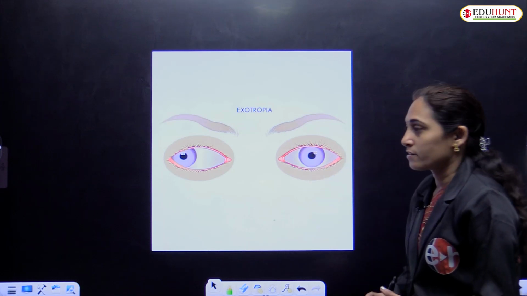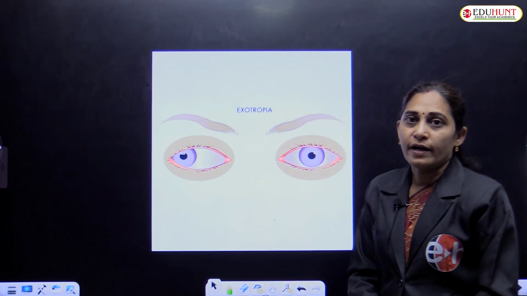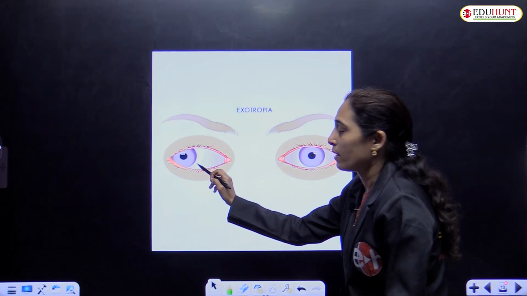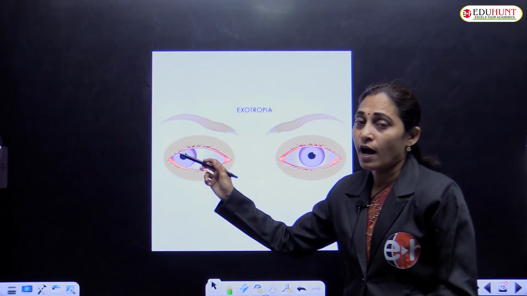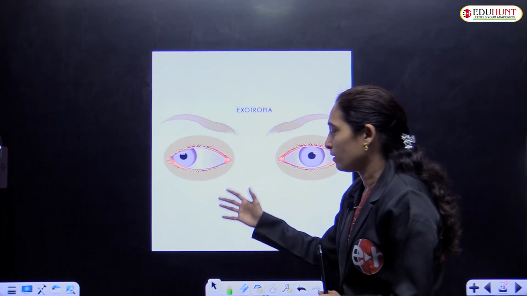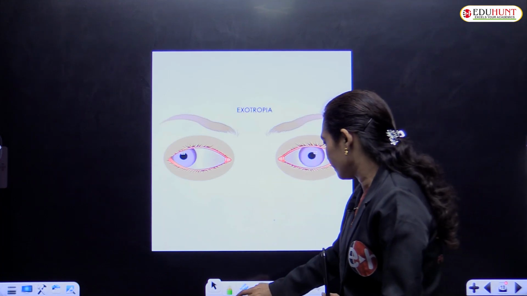This case is called exotropia. In this, only one eyeball shows the restricted movement. It is moving and it is constant.